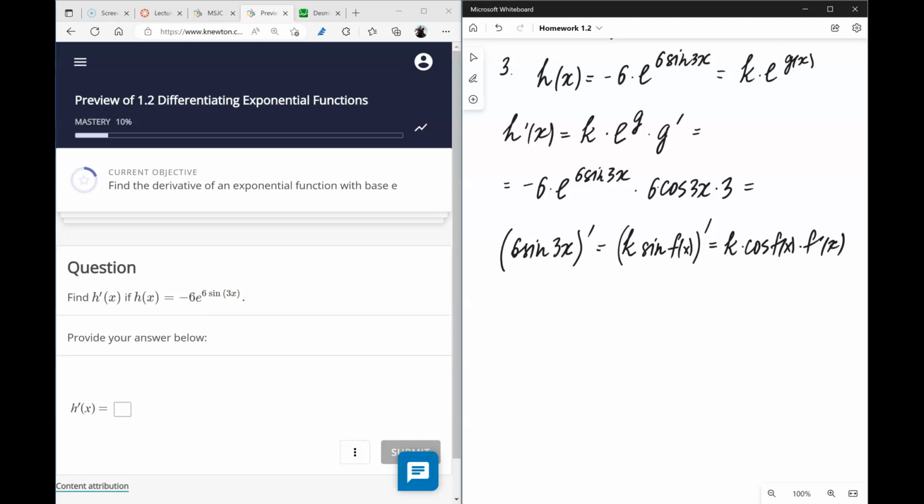So we can collect all those coefficients together. So we have 6 times 6 times 3, which is 108. And I'll just write cosine of 3x in the front and e to the power 6 sine 3x in the back.